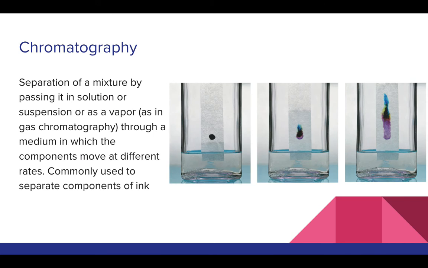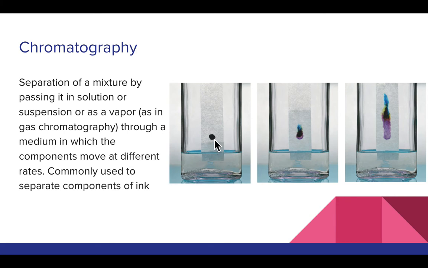And then finally, let's talk a little bit about chromatography. It's the separation of a mixture by passing it in a solution or suspension or as a vapor, there are a lot of different kinds, through a medium in which the components move at different rates. Now, the kind that we're going to look at, and the simplest one to understand, is the components of ink. Ink is a mixture of different colored pigments that are dissolved in a medium, sometimes water-based. You might have black ink, but it is actually a mixture of a bunch of different components.